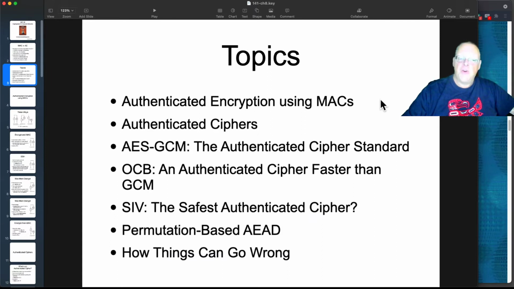So there's various ways to do it. The simplest way is you just use a MAC, message authentication code, and then there are a variety of more sophisticated ways to do it, of course.